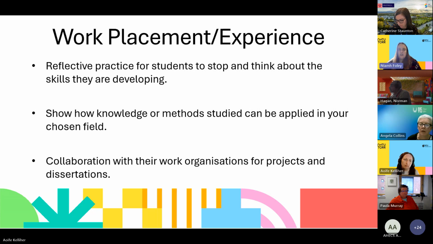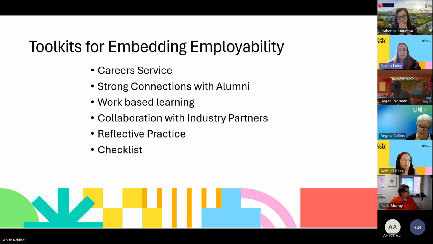So I suppose there's a lot of toolkits for embedding employability. The first point of call, they have the careers service, strong connections with alumni. Are we bringing in guest lecturers? Are we bringing in industry? What types of work integrated learning are we looking at? Is it problem solving? Is it simulated? Is it scenario based? Is it capstone?